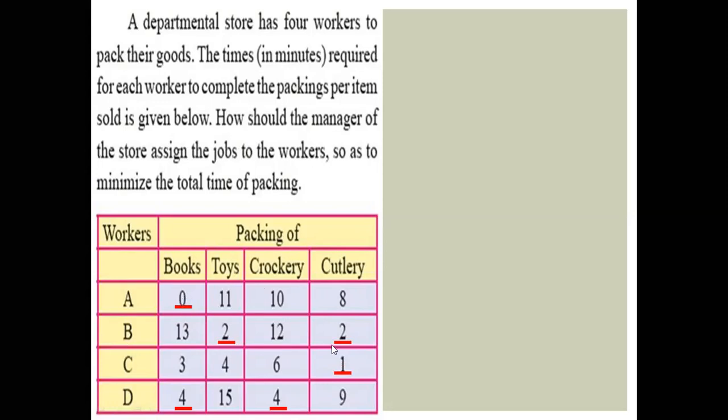In B, you have 2 times 2. In the row C, you have 1. And in the row D, you have 2 times 4. After finding out the minimum numbers, you have to subtract them from their respective elements of the rows. That is, you have to subtract 3 from all the 4 numbers in the first row. So 3 minus 3, 11 minus 3, 10 minus 3 and 8 minus 3.